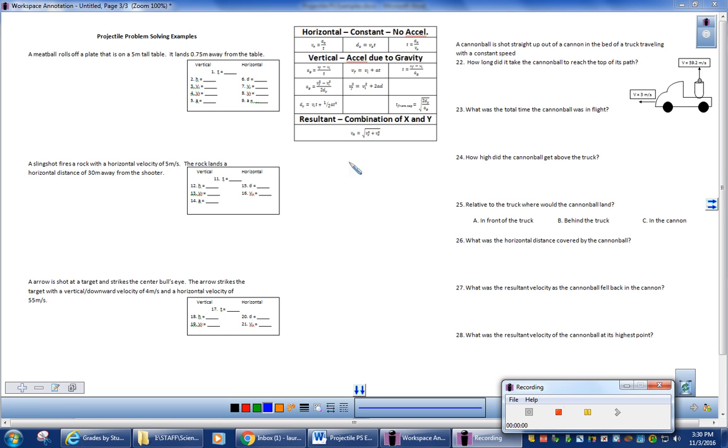Today we're going to be looking at some example problems for projectiles. A couple of quick reminders that we have. Remember that we have horizontal and vertical components to our different projectiles and that those two are independent from one another. So our X and our Y are independent, meaning that we cannot use information from one to affect the other.